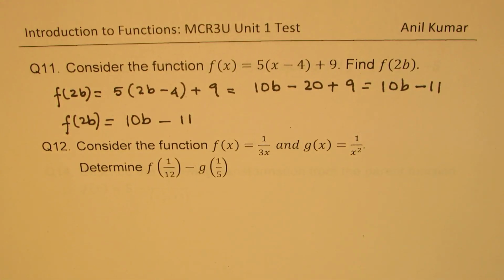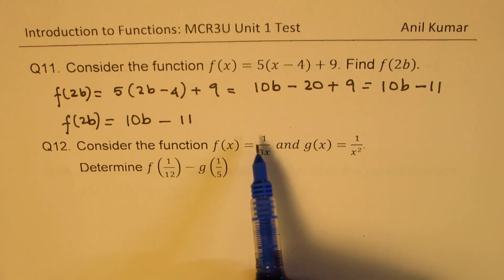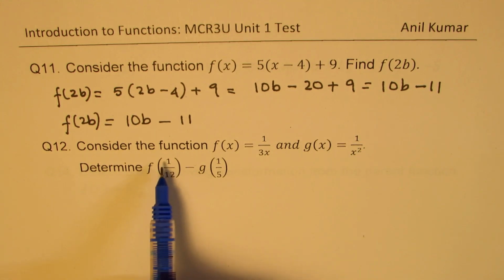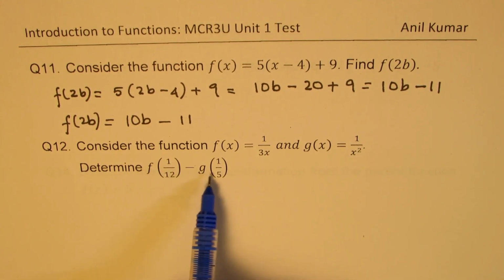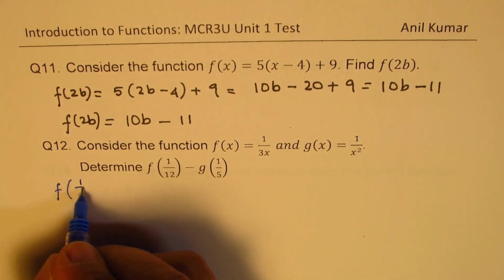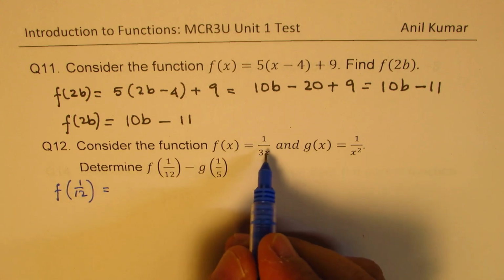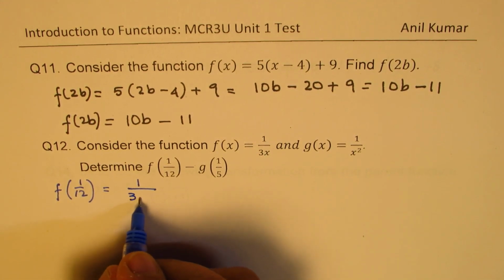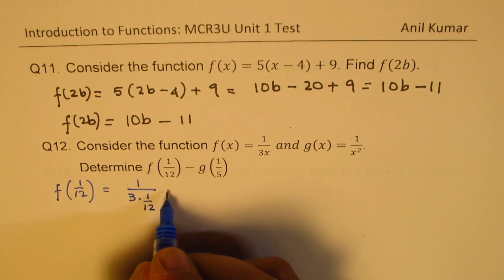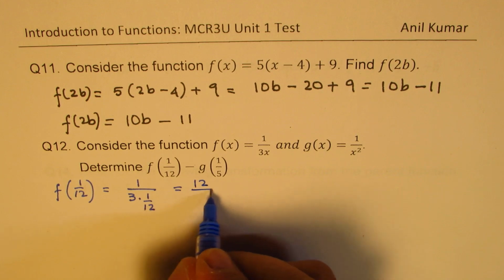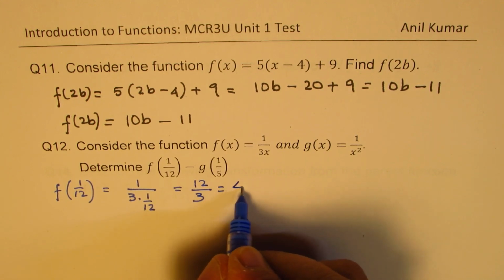The next question, question number 12, is: consider the function f of x equals 1 over 3x and g of x as 1 over x squared. Determine f of 1 over 12 minus g of 1 over 5. Okay, so let's first find f of 1 over 12. In this formula, let's substitute 1 over 12. So we have 1 over 3 times 1 over 12, which you could write as 12 over 3, which is 4.